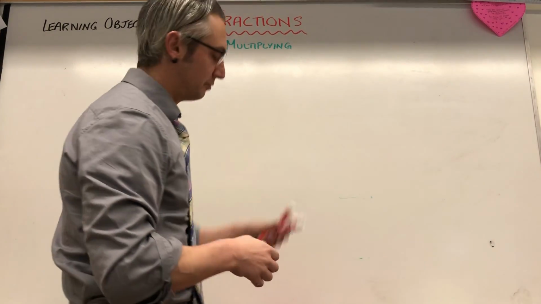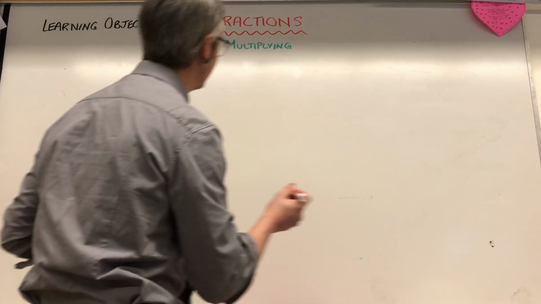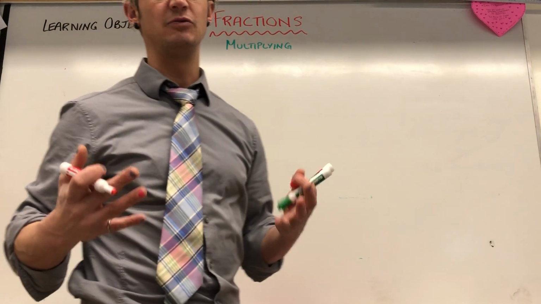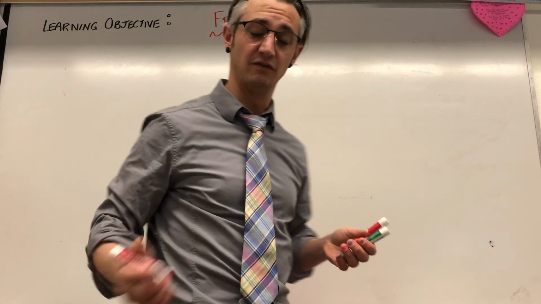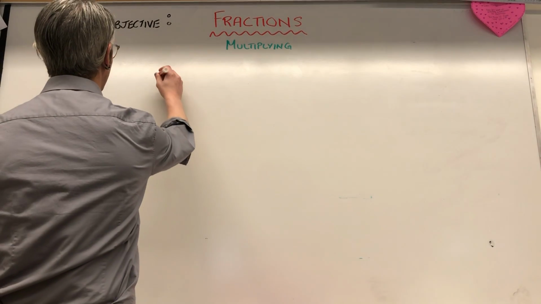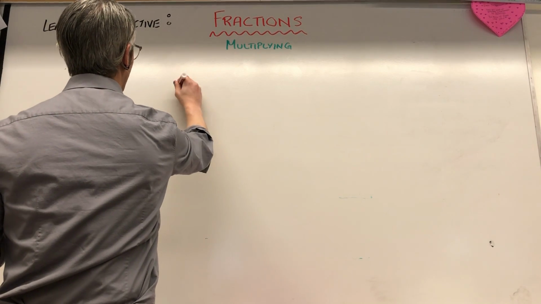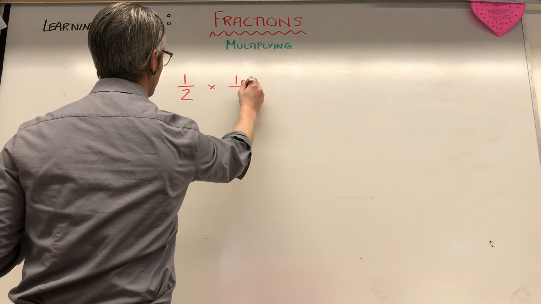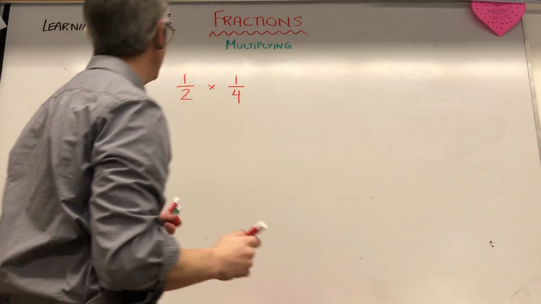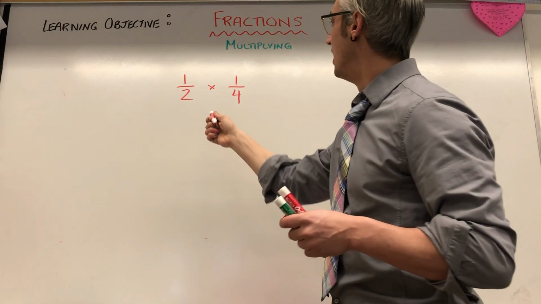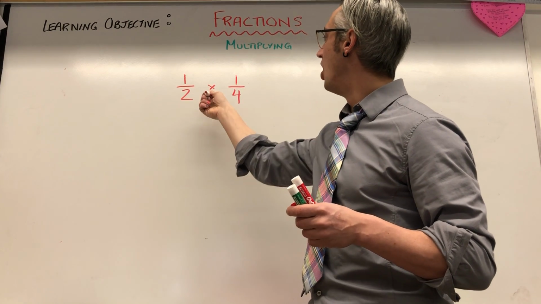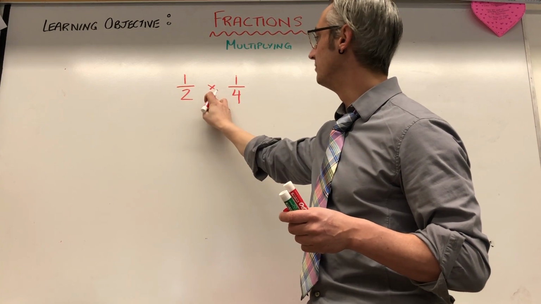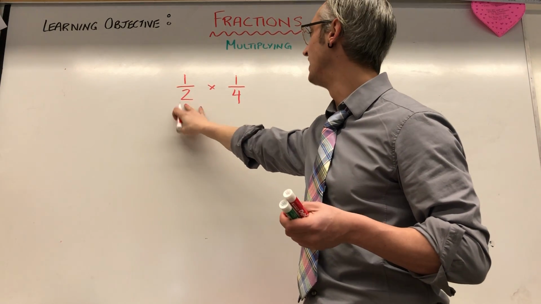But luckily for multiplication of fractions, this is probably the easiest thing we can do with fractions because it's very straightforward. So let's say I have a question that says, what is 1/2 times 1/4? Essentially this is just saying, what is 1/2 of a quarter? This multiplication just means of. What is 1/2 of a quarter?